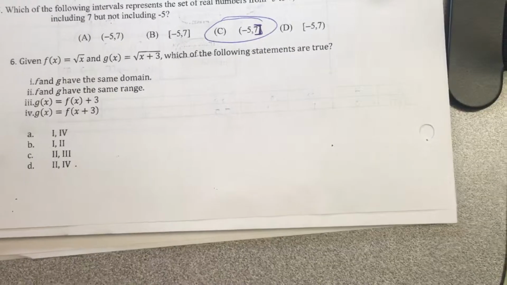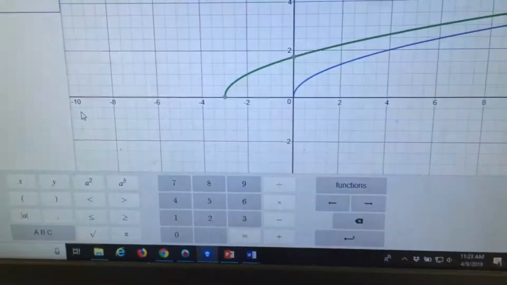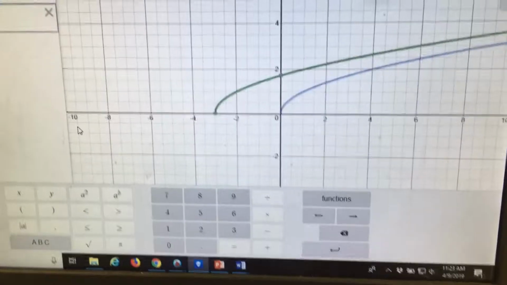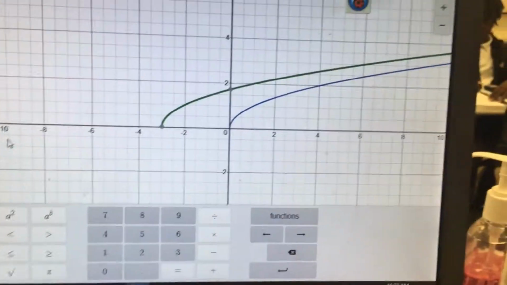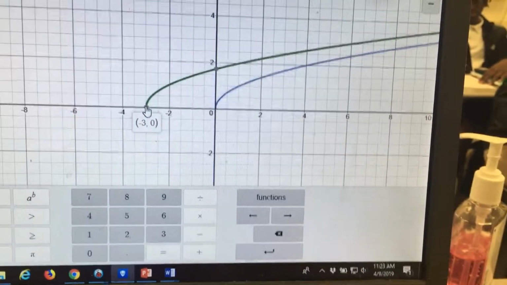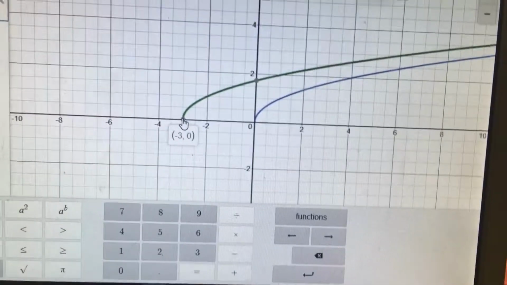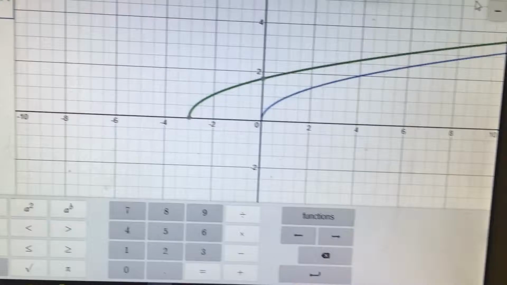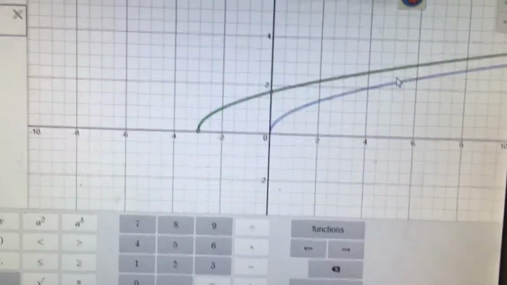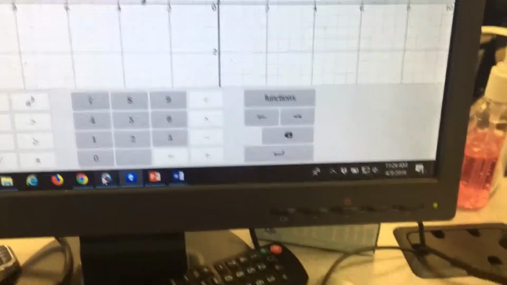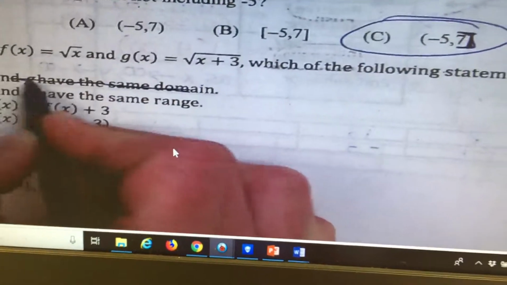All right, do y'all have them in Desmos? Okay. All right, the first answer choice says that they have the same what? Domain. Domain is what? From what to what? The left to right. So look at the green one. From the left, where does the green one start at? -3 and goes to infinity. What about the blue one? It starts at? So do they have the same domain? No. Okay. They do not have the same domain.